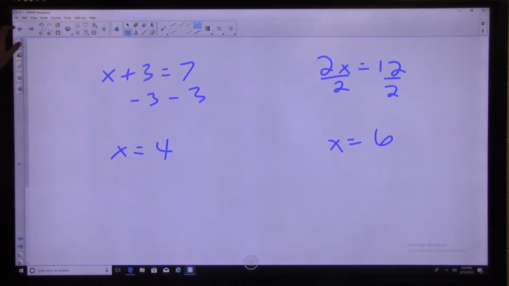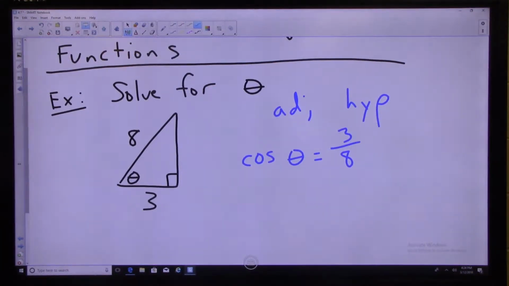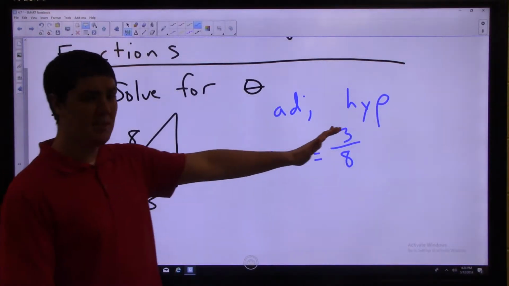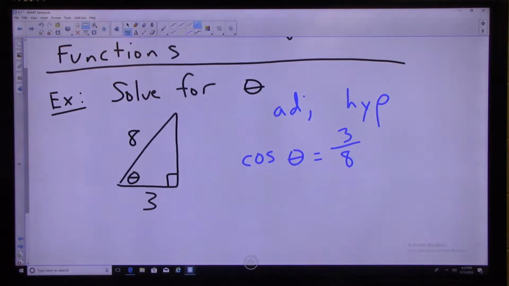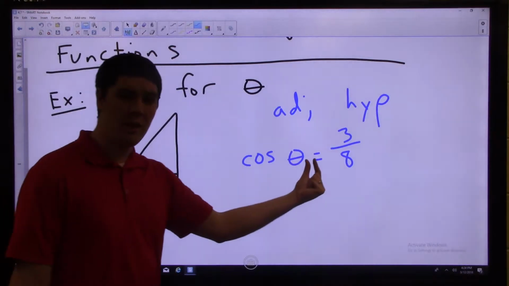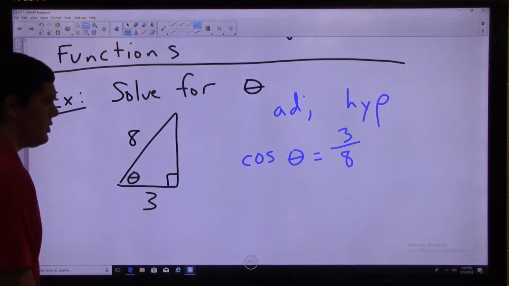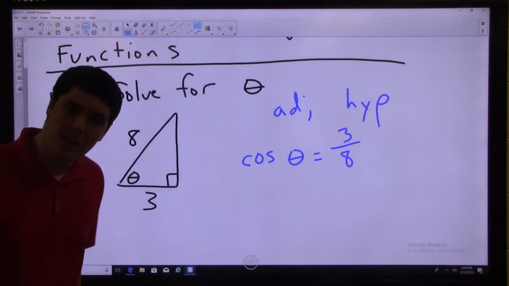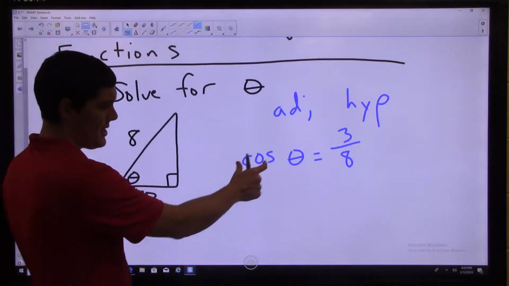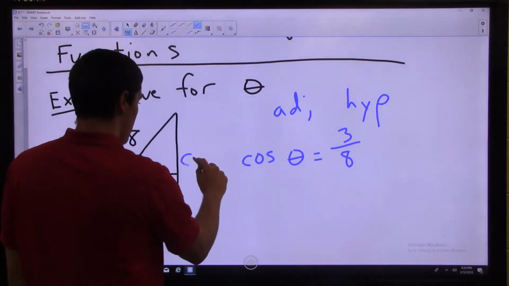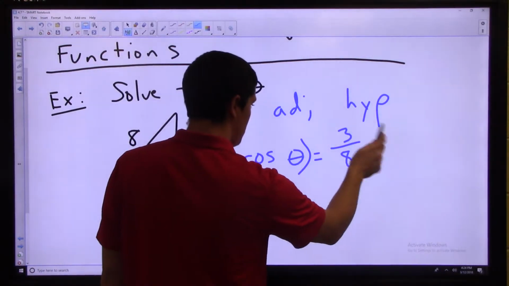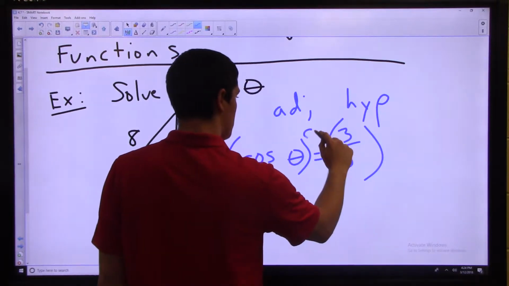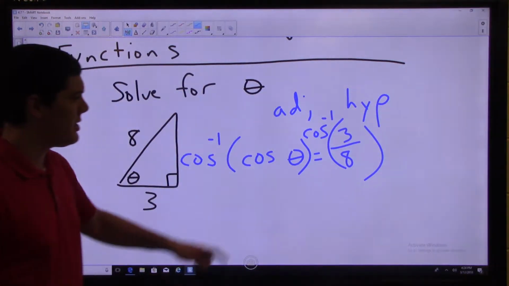So let's go back, guys. Cosine is an operation. It's telling us what to do. It's telling us we need to compare the adjacent to the hypotenuse. So if I want to undo cosine and just get theta by itself, then what I need to do is take the inverse of both sides, do the inverse operation. Now, whatever you do to one side, you've got to do to the other. So here we go. If we take the inverse cosine of that side, we've got to do the same thing to this side, inverse cosine. And remember, this is the notation for it.